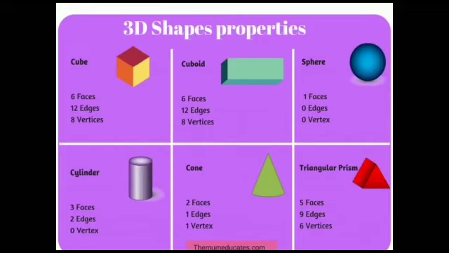So these are the 3D shape properties. First one is cube. So cube has 6 faces, 12 edges, 8 vertices. Second one is cuboid. Cuboid has 6 faces, 12 edges and 8 vertices. Third one is sphere. Sphere has only one face. It does not have edges and vertices. So fourth one is cylinder. Cylinder has 3 faces, 2 edges and no vertex. So next is cone. Cone has 2 faces, 1 edge and 1 vertex. Last one is triangular prism. So triangular prism has 5 faces, 9 edges and 6 vertices.